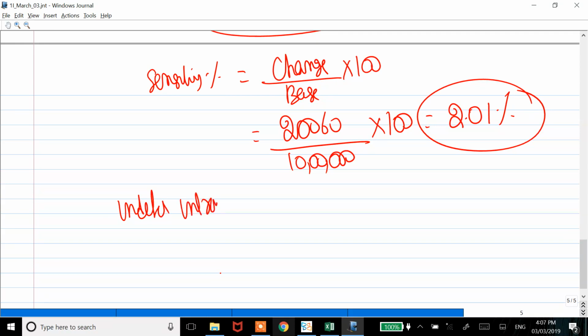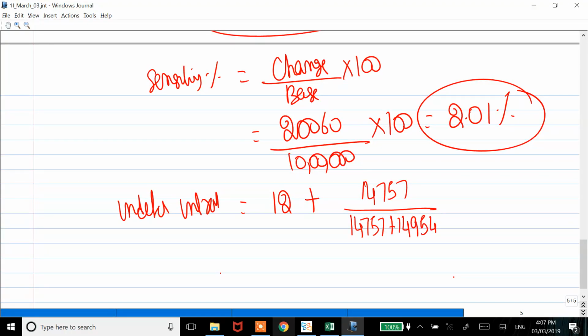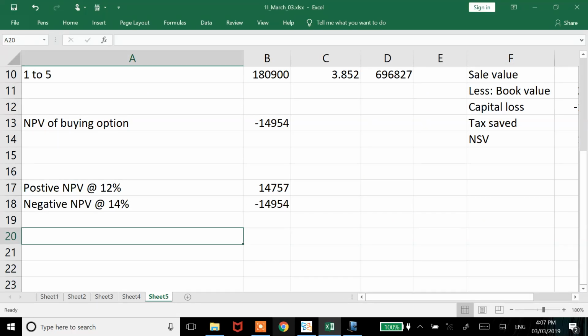Interest rate is L1, 12, plus NPV at L1, 14757, divided by NPV at L1 minus NPV at L2, into L2 minus L1. 14757 divided by 14757 plus 14954. Okay, I am getting 696,827. It's okay.